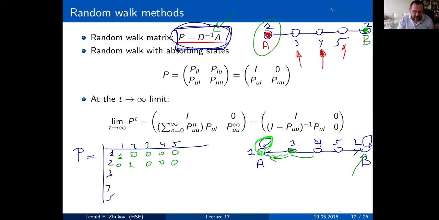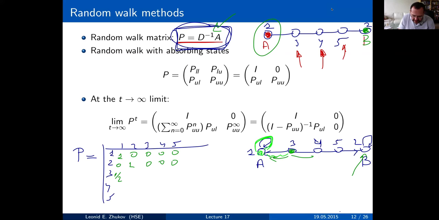Remember what we do, right? We look at the random walk where it is equally probable to follow any edge. So what's the probability to go to the left versus to go to the right? 1/2, right? Because it's a random walk on a graph, edges are unweighted, so it's equal probability to go left or right. So the probability to go from node 3 to node 1 is 1/2.